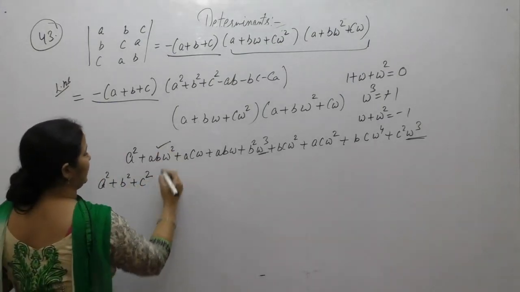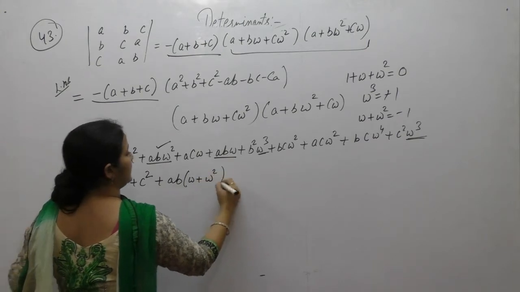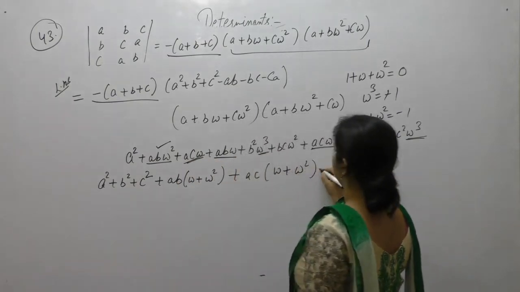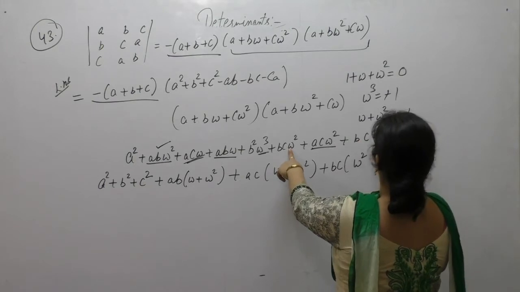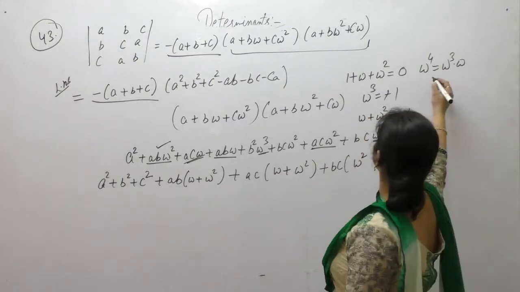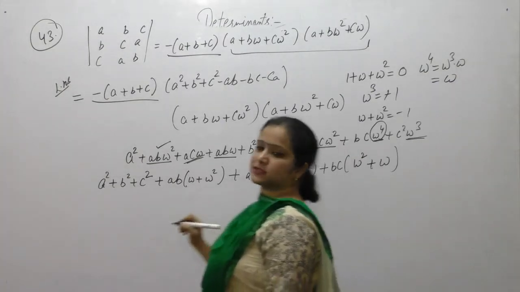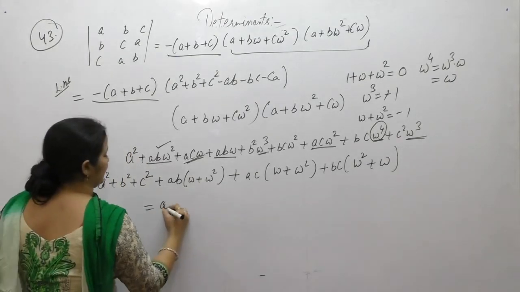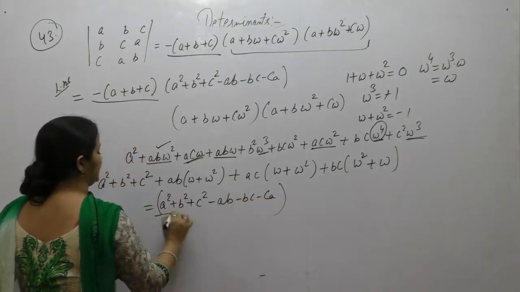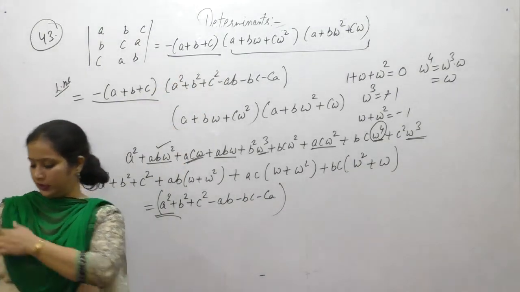Now the next terms AB plus AB. AB is with omega and omega square, plus AC omega plus omega square, plus BC omega square. We can write omega 4 as omega cube into omega. Omega cube has value 1. So instead of omega 4, we can write omega. Omega plus omega square has value minus 1. So A square plus B square plus C square minus AB minus BC minus CA. So this is equal to this if omega is complex cube root of unity.